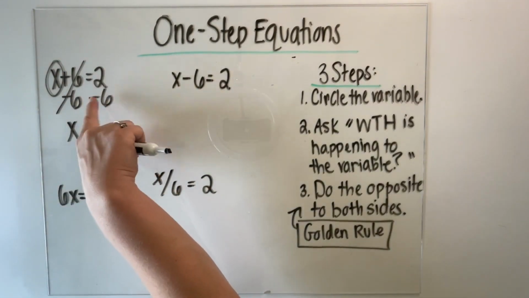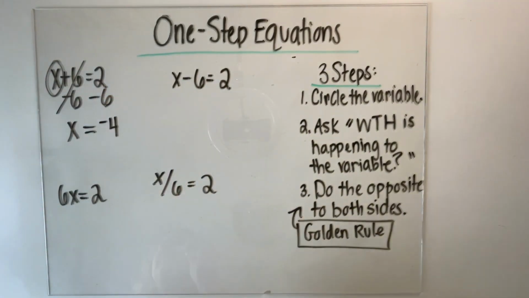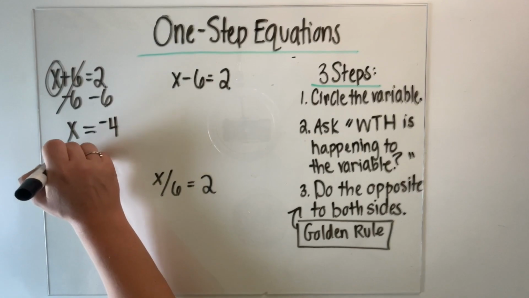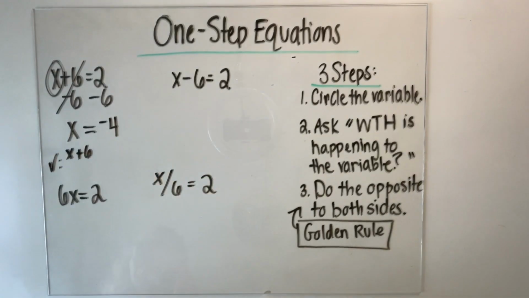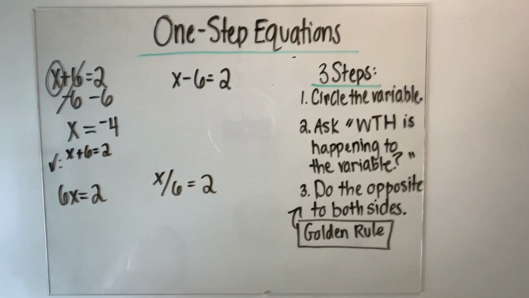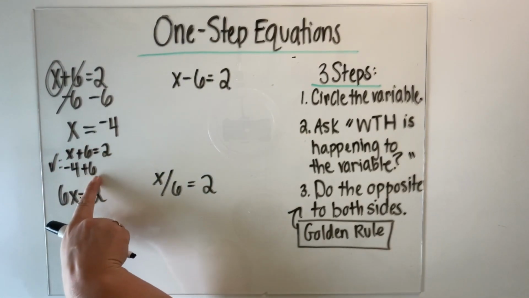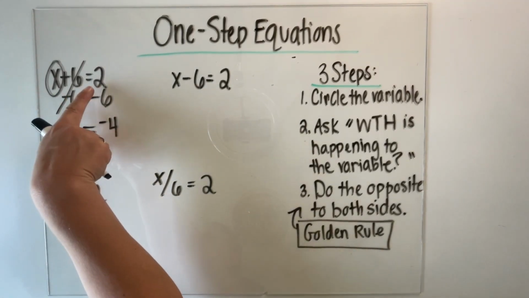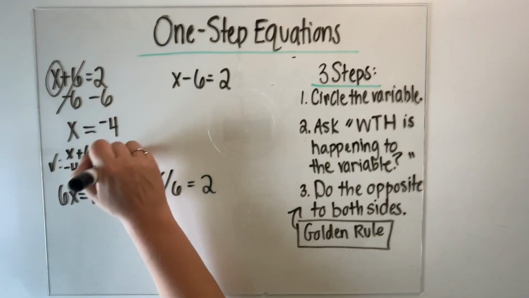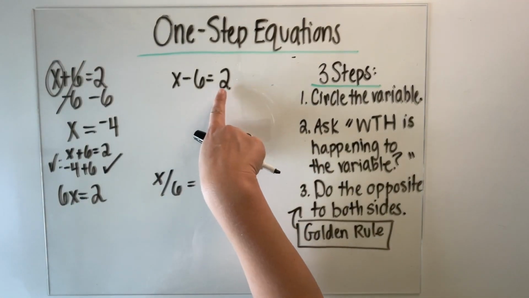And then I have 2 minus 6, and I know that 2 minus 6 is equal to negative 4. Now I can always check my work and rewrite the original equation and see if what I replace x with is true. Negative 4 plus 6, does that equal 2? Heck yes, it does.